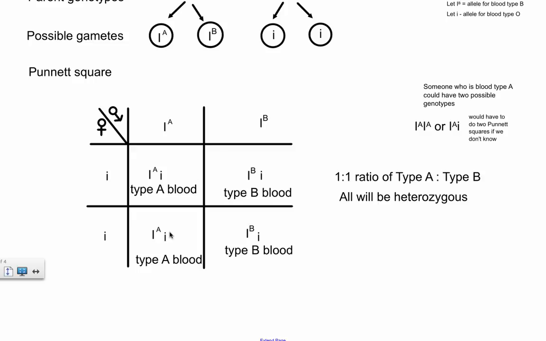So each one of these kids, when they grow up to have their own kids one day, they could still pass on the little i, and they could end up with kids of blood type O or blood type A or B or even AB, depending on who their partner is.